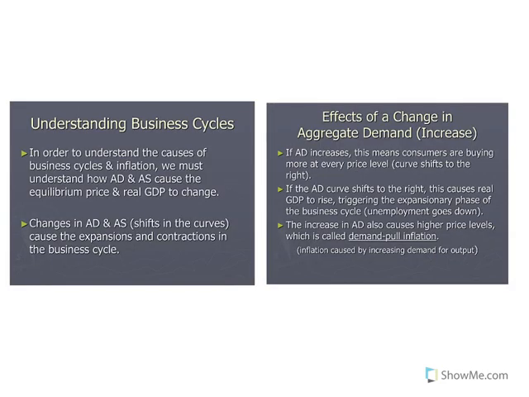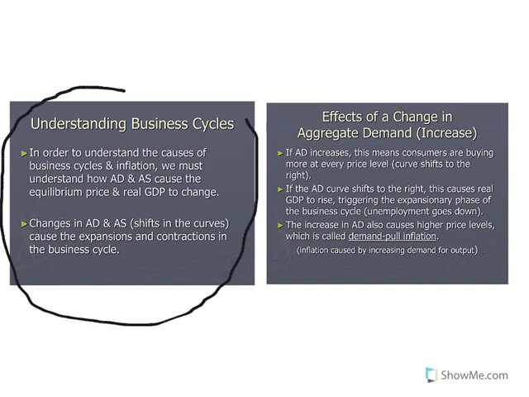So again, as I have stated in this slide right here, we're going to use this model of aggregate demand and aggregate supply to help us understand the phases of the business cycle. Now let's focus on aggregate demand first. That was that downward sloping blue line. What we want to know is what's going to occur if aggregate demand increases.